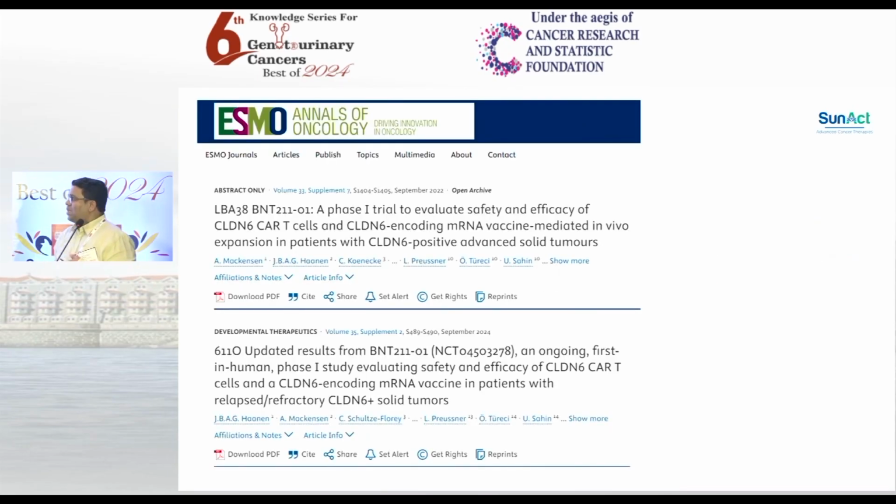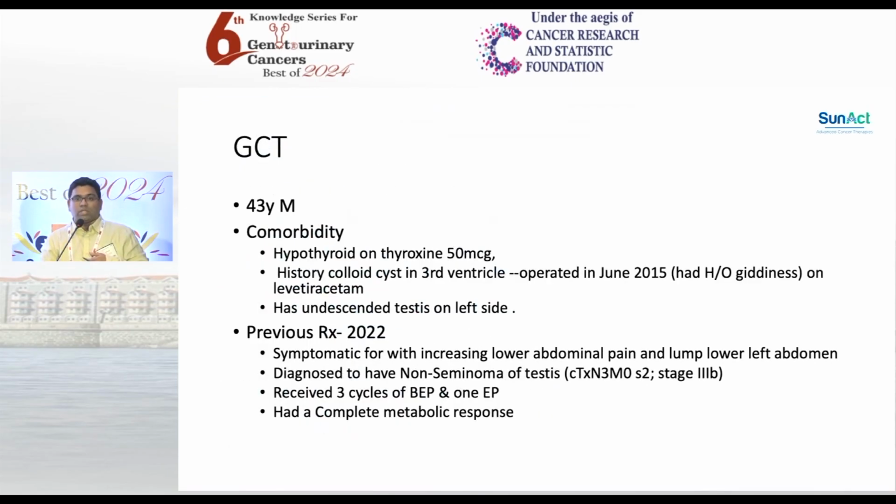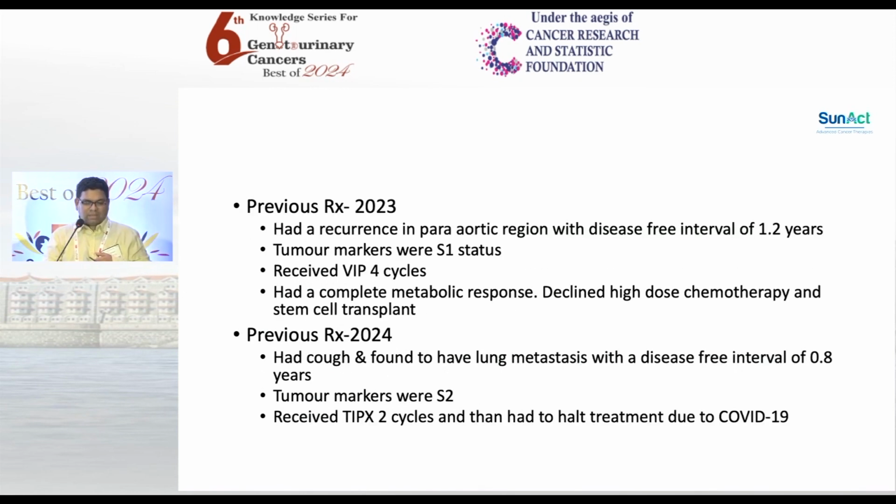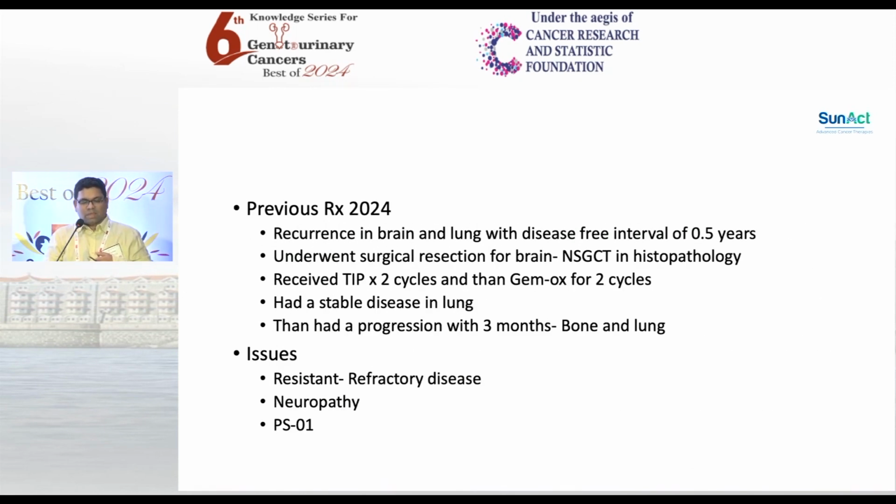So, what it is showing is, this was the data of phase 1 trial for Claudin-6 and for EpCAM, which did show that around 20 to 30% of these heavily pretreated germ cell tumors do respond. I'll show one case which we did, which was a 43-year-old male. He was previously treated with BEP, EP, TIP, VIP, GEMOX. He was resistant and refractory. Twice he was counseled to do transplant. He didn't agree. And they say, if he had done it one time, he would have been saved.